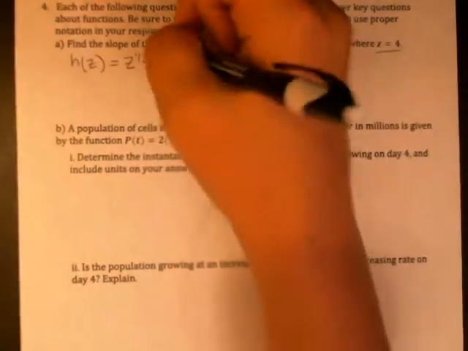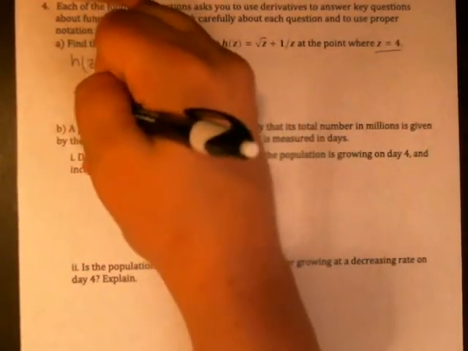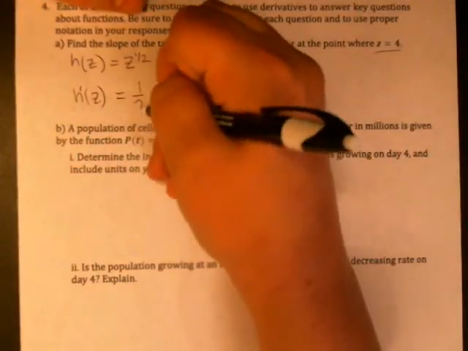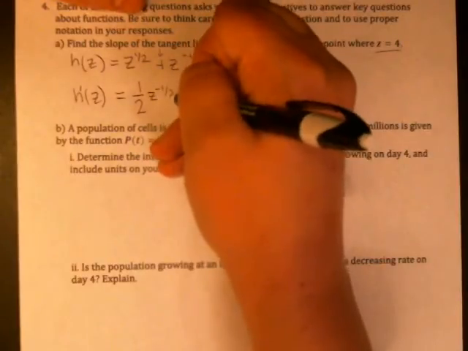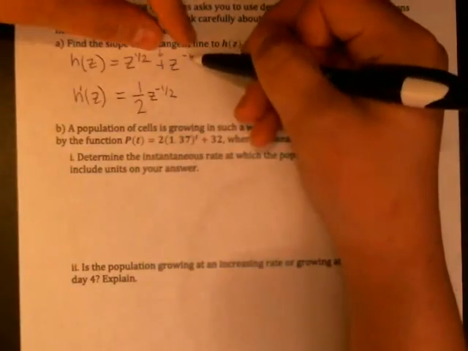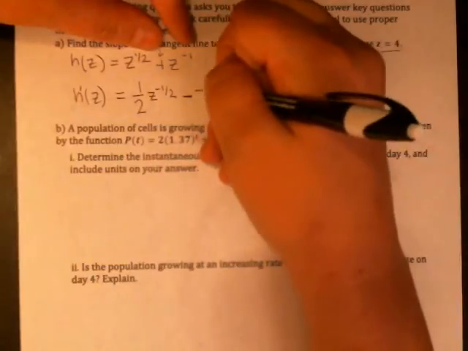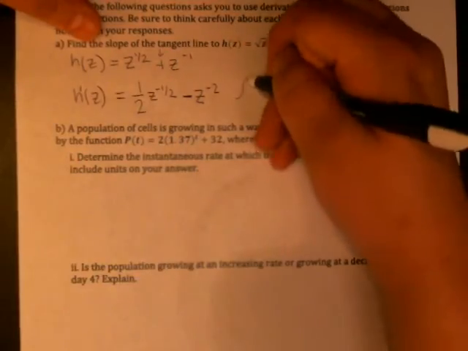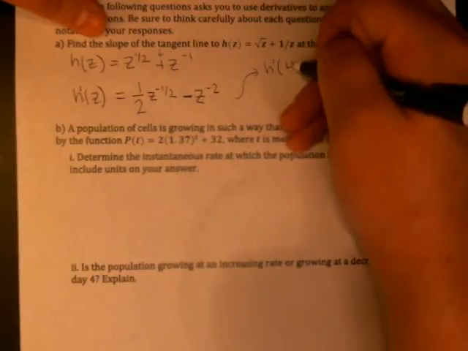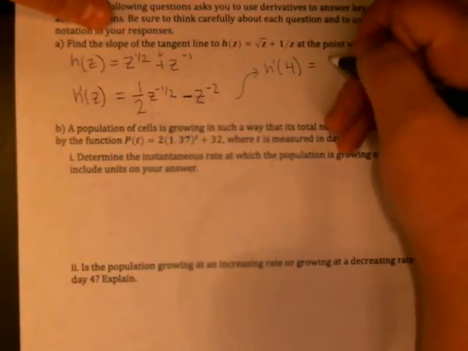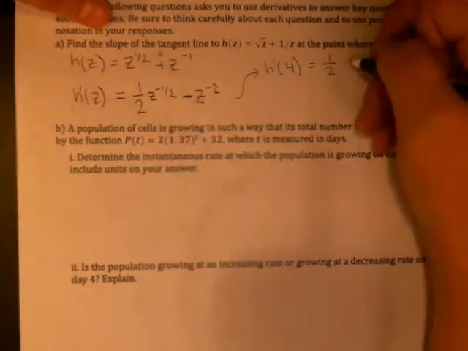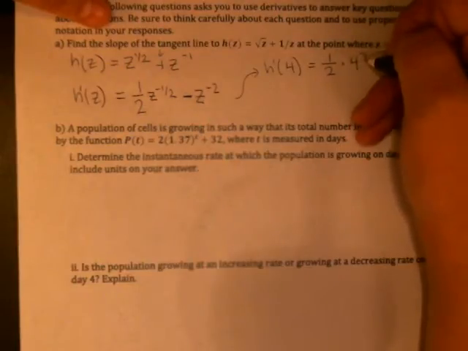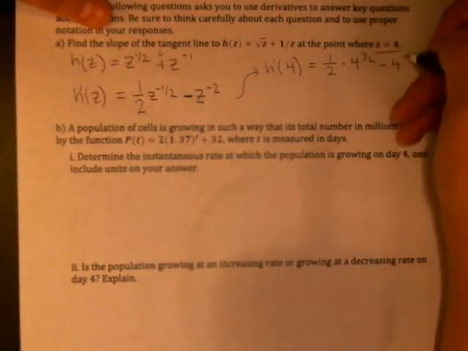So when we take the derivative, it's a sum, and for each term, h prime of z, is just a power rule. So we get a 1/2 z to the -1/2. And then here, the -1 drops down in front, so we get negative z to the -2. And you can rewrite or not here. Our final goal is to plug in the 4. So if I find h prime of 4, I have 1/2 times 4 to the -1/2 minus 4 to the -2.